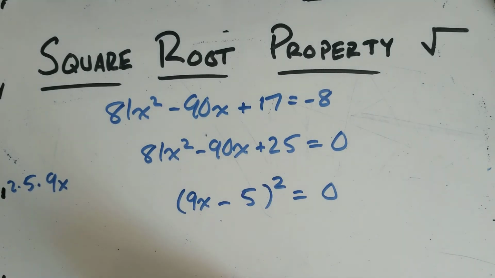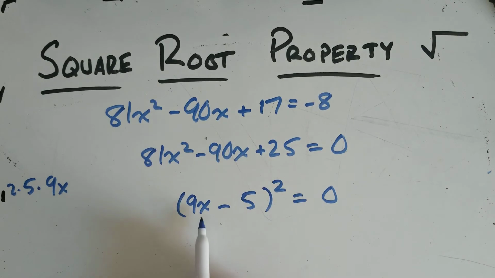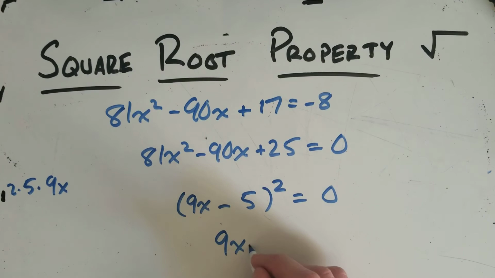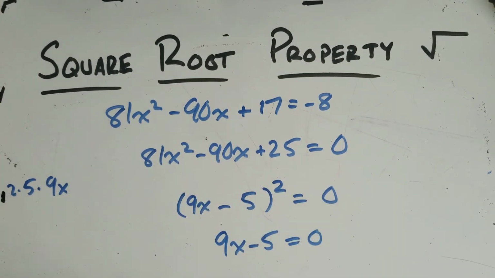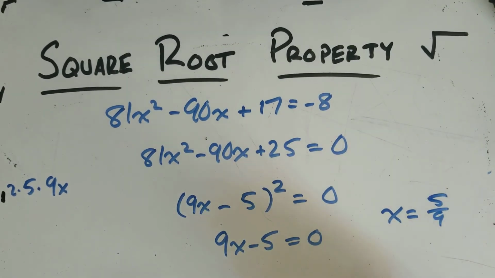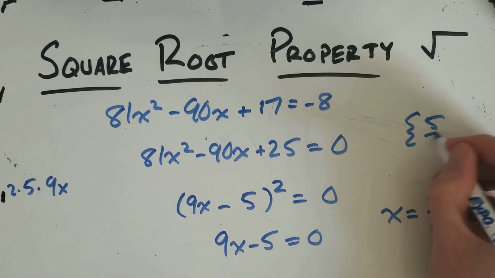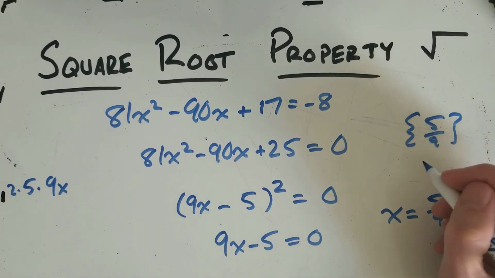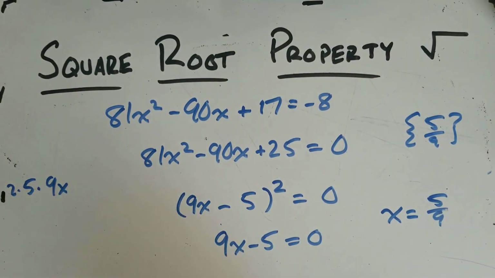We could take the square root of both sides here, or you could even think of it like the zero product property. 9x minus 5, in order for this to be 0, this binomial here has to be 0. So we really only have one case here. It's going to be if 9x minus 5 equals 0. And when you solve, you add 5 to both sides, divide by 9, your solution set is 5/9. And just like that, we're done.